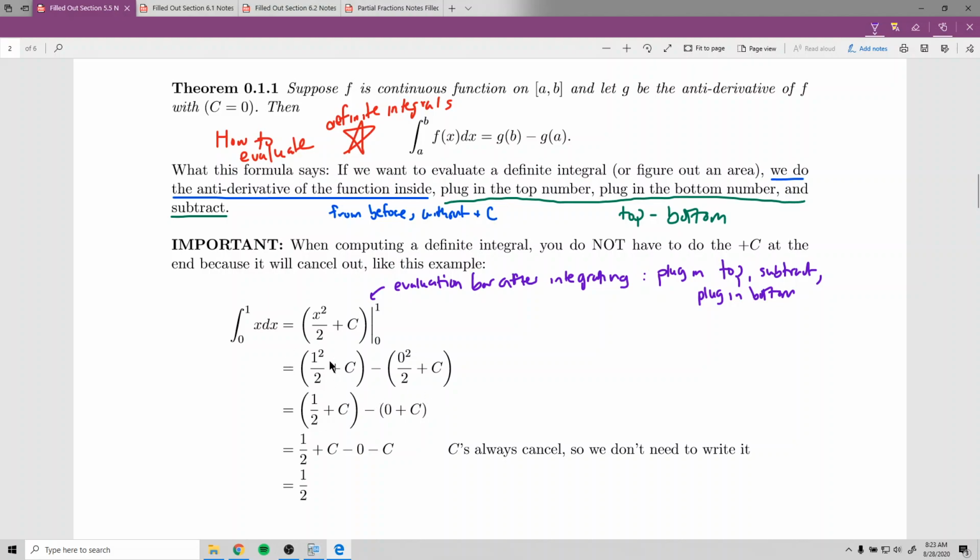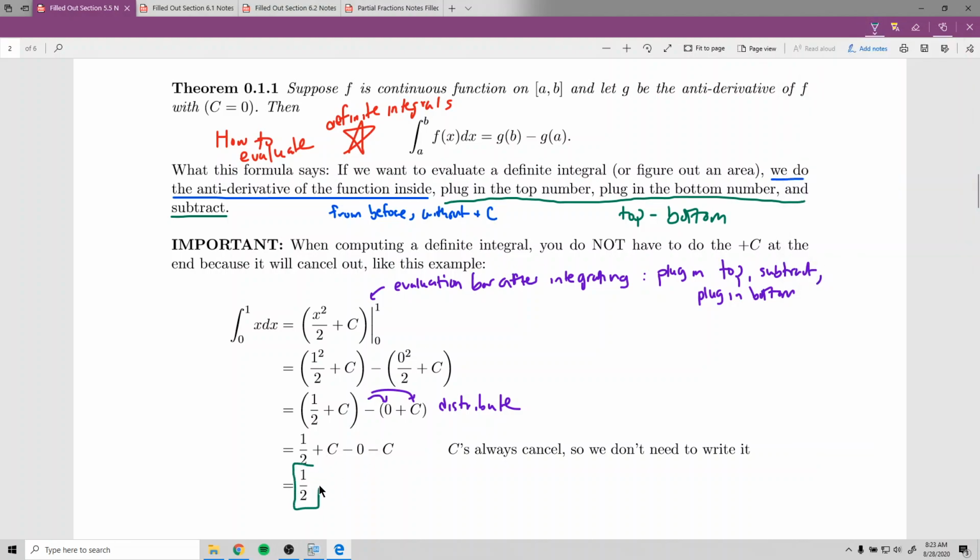All right, then the next line I just simplified. 1 squared is 1, 0 squared is 0. So we have 1/2 plus c minus 0 plus c. Then the next line is just distributing the minus sign. And you see what happens here is that you have a plus c and a minus c, and those always cancel. So that's why you don't have to use them at all. You can pretend c is 0 when you do definite integrals, because no matter what c is, the problems always work out like this and you always get cancellation. And then the answer to this one, if you were asked to do this, is 1/2.